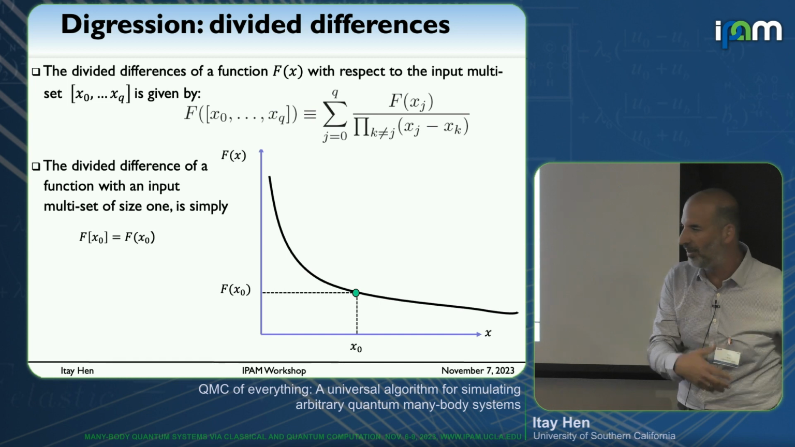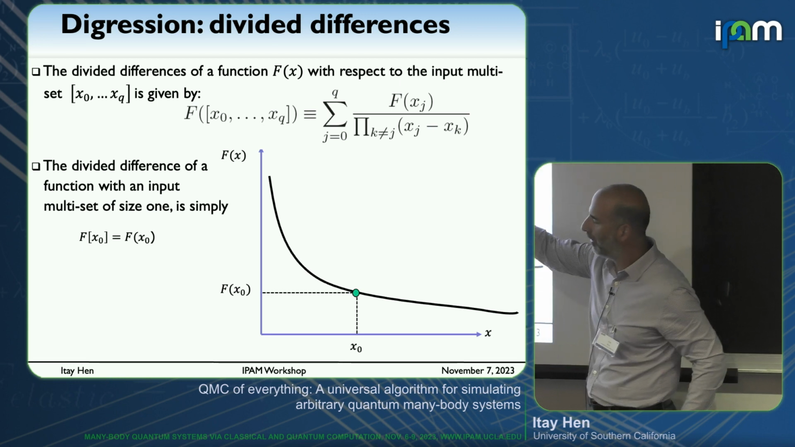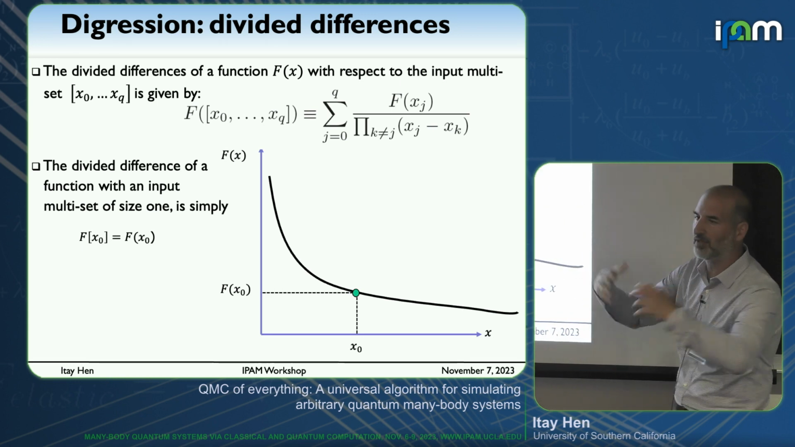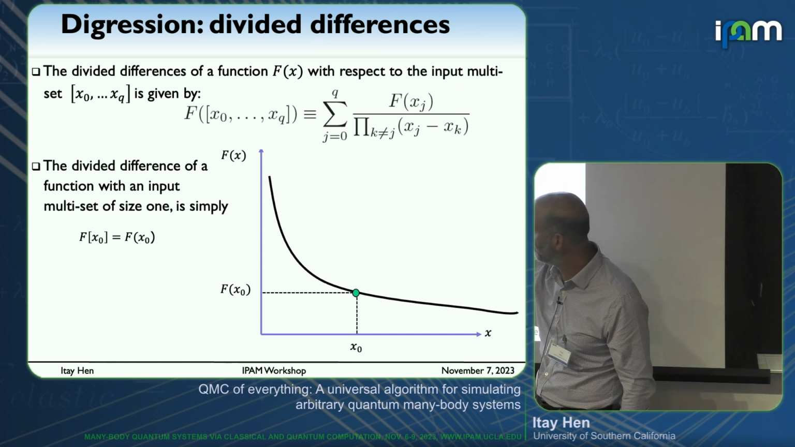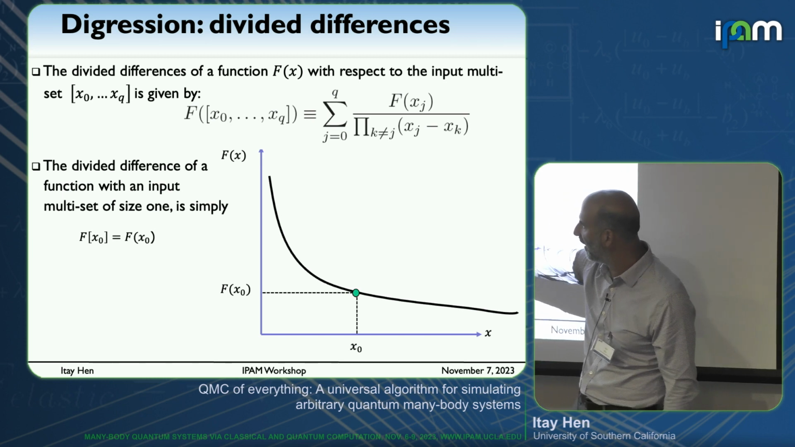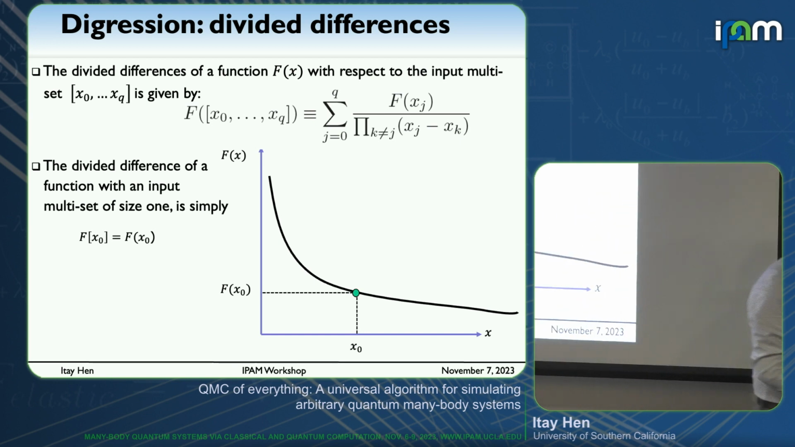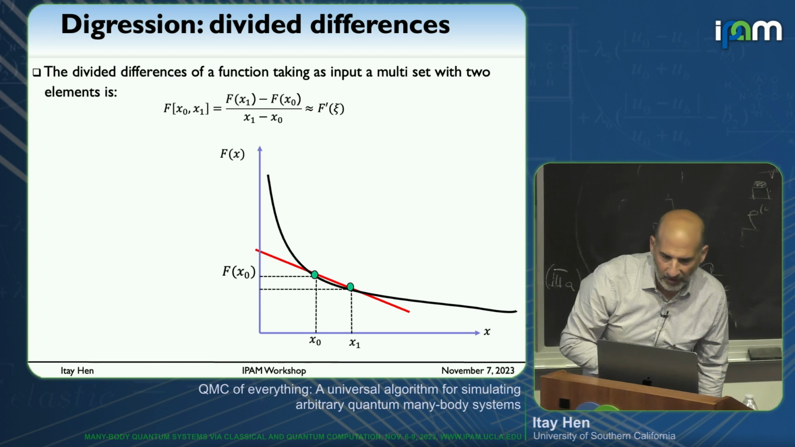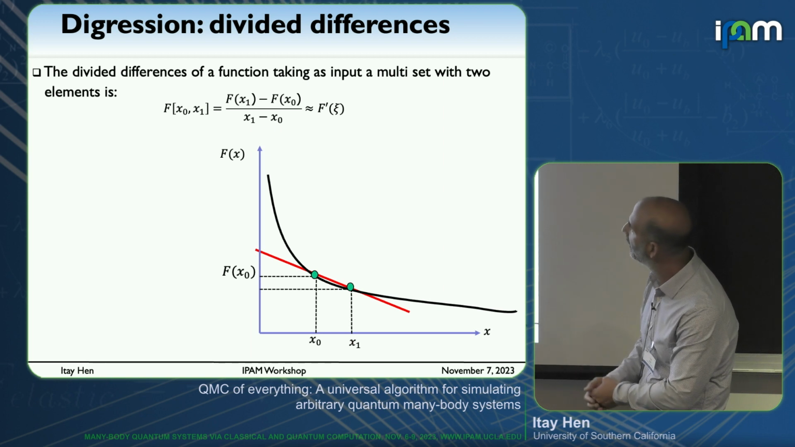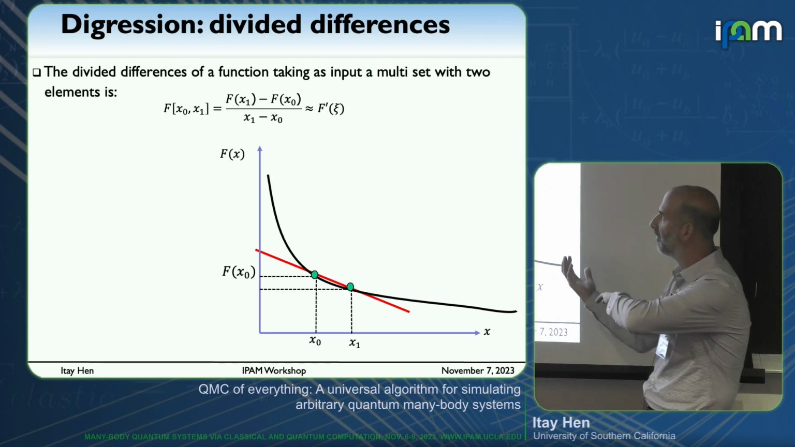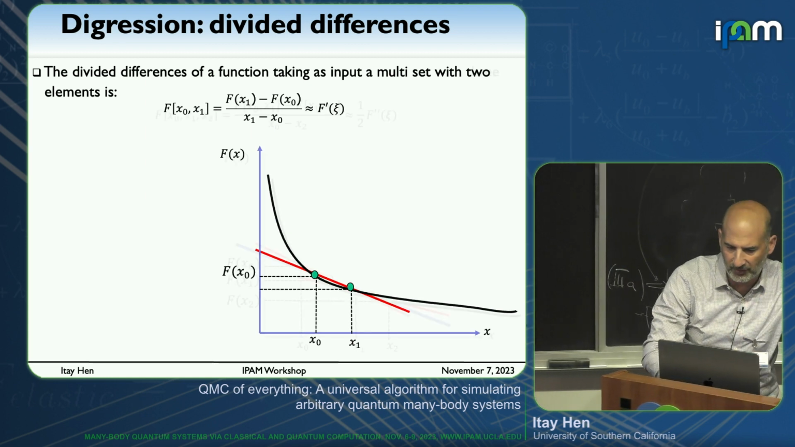In our case, it's e to the minus beta times x, where x is the argument, and its input is now not just this one argument, but several arguments. If there's only one argument, then the divided difference is simply the value of the function at that one argument. But if you go to two inputs, then the divided difference is kind of a numerical derivative. It's f of the first input minus f of the second input divided by their difference.